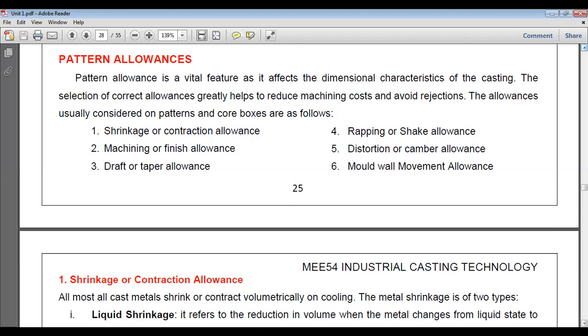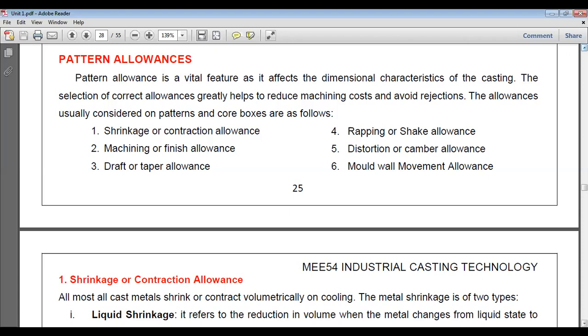Wrapping or shake allowance: the pattern is kept in the molding flask and the sand is rammed all over it. So the pattern may get stuck. So what we do, we wrap the mold by hammering or by patting, in order to loosen the pattern from the molding sand. So this is called wrapping or shake allowance. We shake or wrap the mold from the outside, and this way the stuck mold with the pattern gets loosened and allows space to the pattern so that it is taken out.